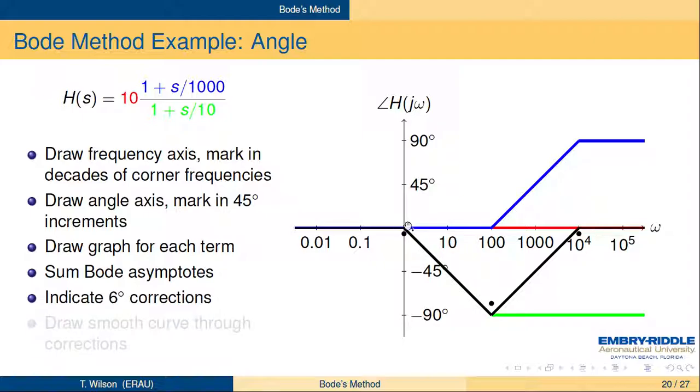And then you put in your 6-degree corrections. Okay, so both the blue curve and the green curve would need a 6-degree correction. So this one's a correction of 12 degrees here.